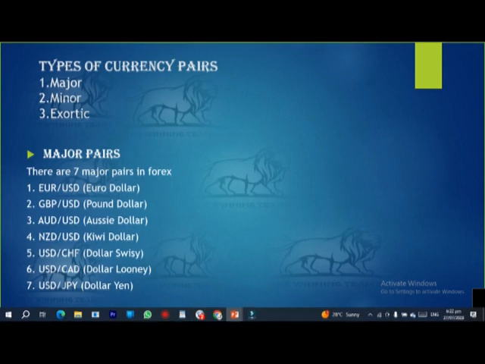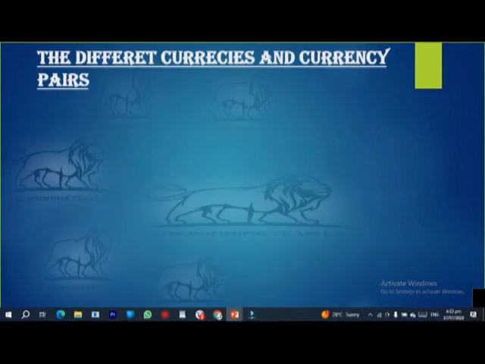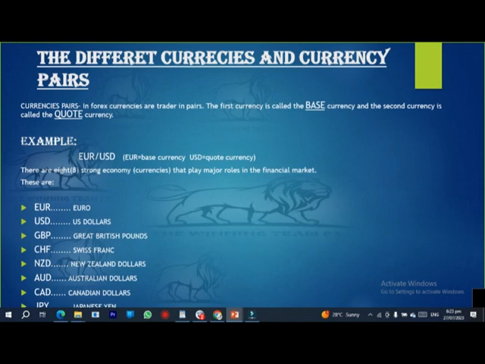So first, let's look at the major pairs. We have 7 major pairs. When it comes to forex, we have 7 major pairs. Let me show you one trick to get all these 7 major pairs. Kindly pay attention to this part well. I said we have 7 major currency pairs in forex. So what I advise you to do now is to just know the 8 strong economies.